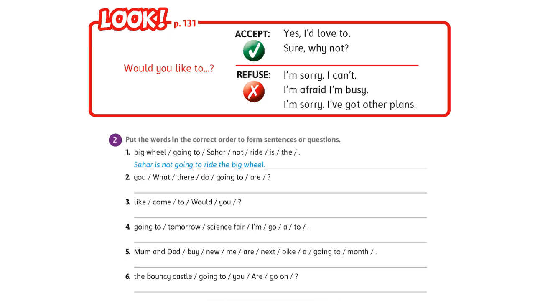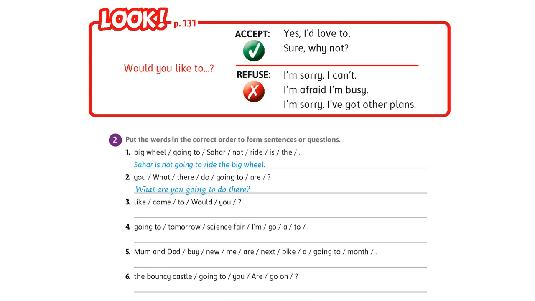I'm sorry, I can't. Let's try to put these words in the correct order to form a sentence or a question. Number one is already done for you. Let's try to do number two together. Remember the structure? Would you like to? So, number two, what are you going to do there?